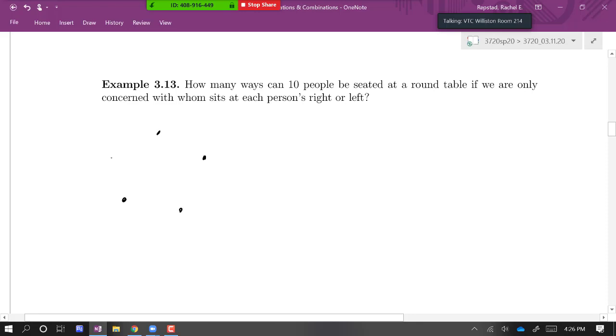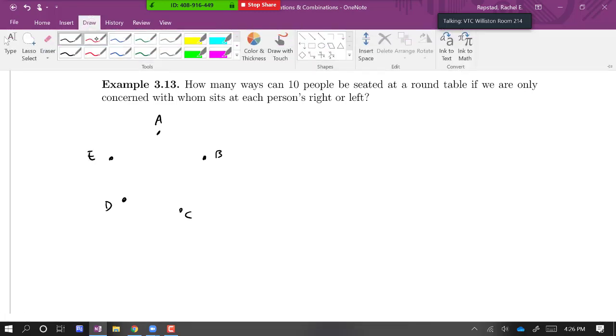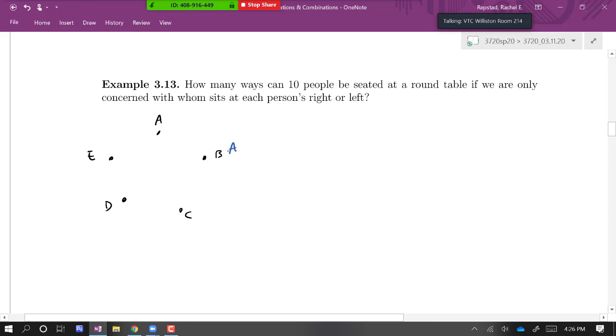I'm not going to draw all 10, but like here's 5 seats, right? Suppose I have person A, B, C, D, and E. This would be indistinguishable from this. If I just take that same arrangement and rotate, we're not counting that separately. All we're concerned with here is where are you relative to the other people. It's not that I care who's at this one, it's like who's next to A and who's next to E or whatever.